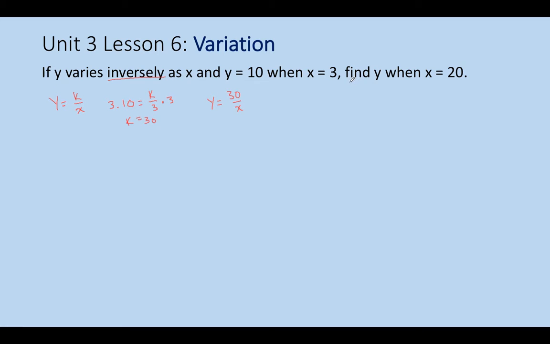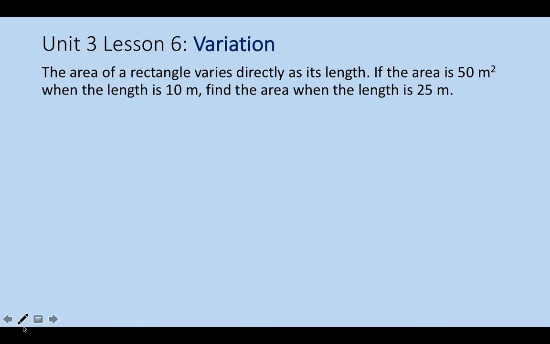And now I finish it off. It says find y when x equals 20. Well, that just means I'm going to say, all right, y equals 30 divided by 20. And so y equals 3 halves. Okay, so you got two parts to it. Write your inverse variation equation, and then go ahead and do that with an extra piece of information. All right, well, that's the simple version. I don't think you're going to have a whole lot of problems with that.